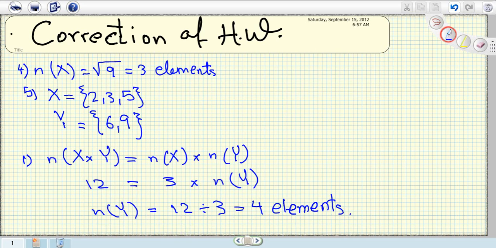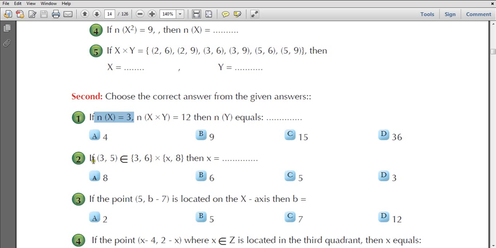Okay, next question says, if the ordered pair (3, 5) belongs to the Cartesian product of two sets, you see these two sets? The first set is {3, 6}, and the second set is {8, x}. So what's the value of x?